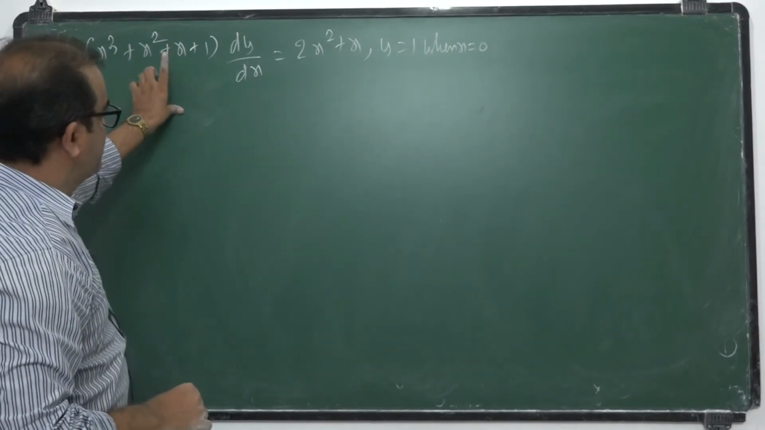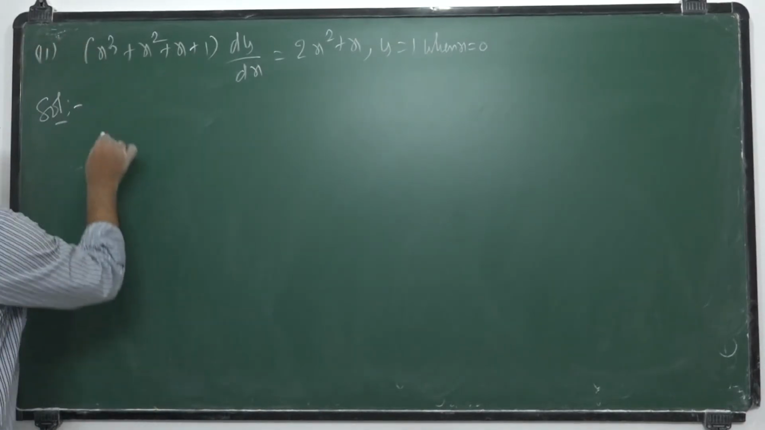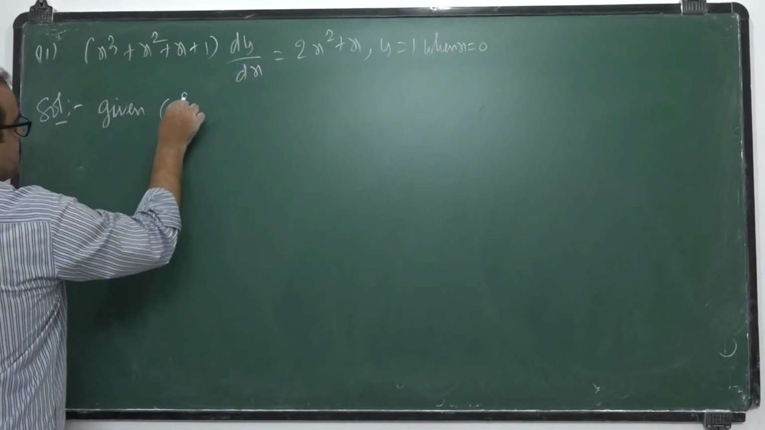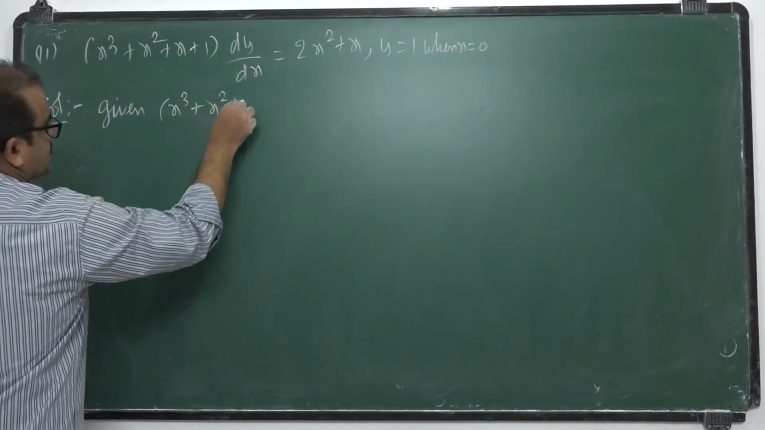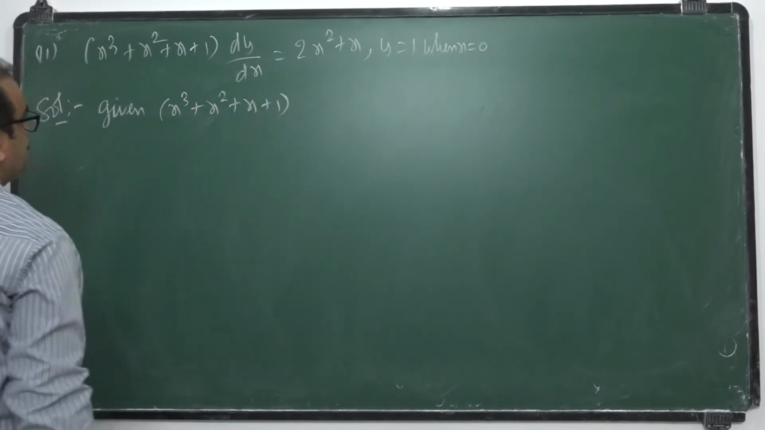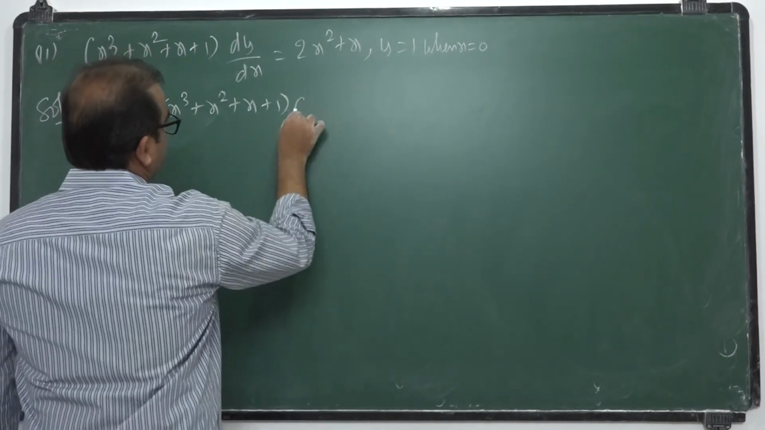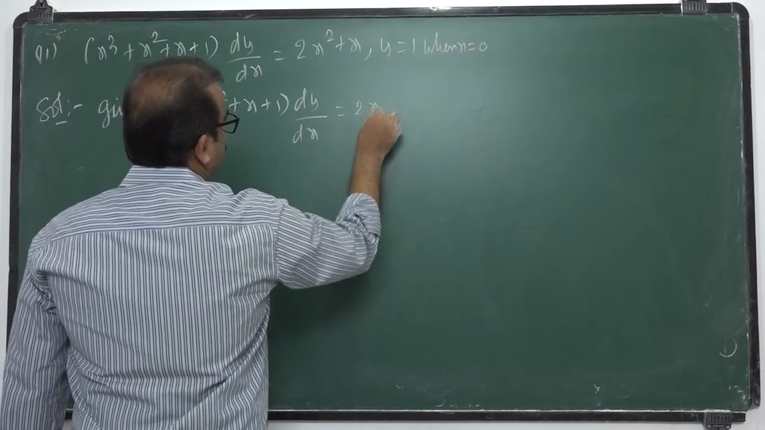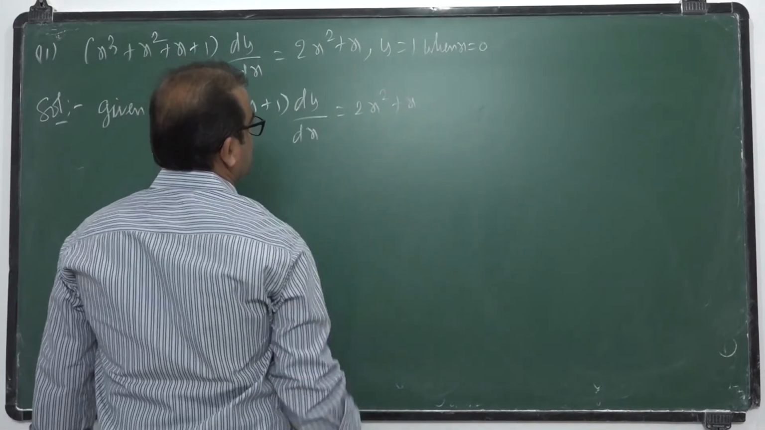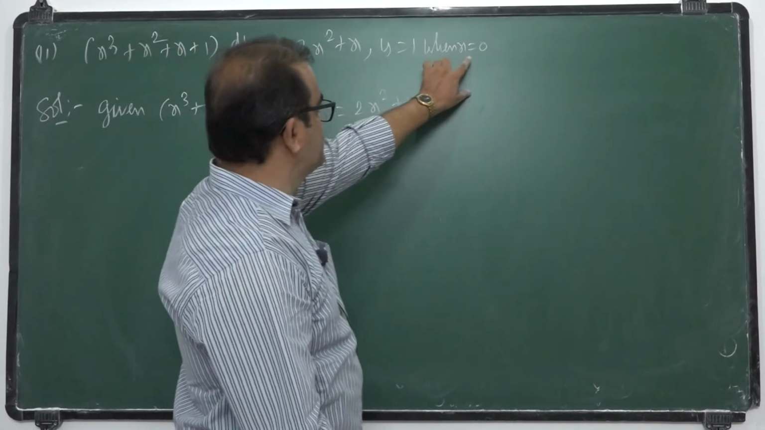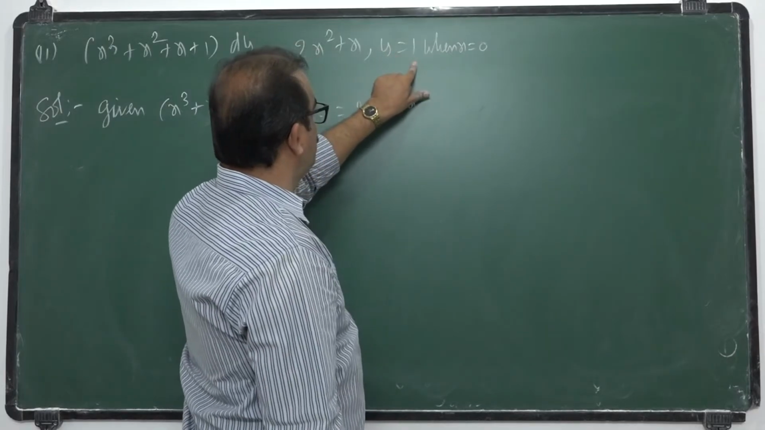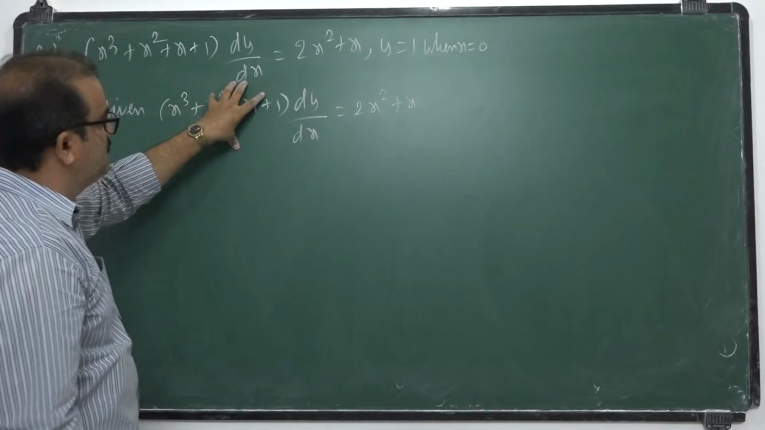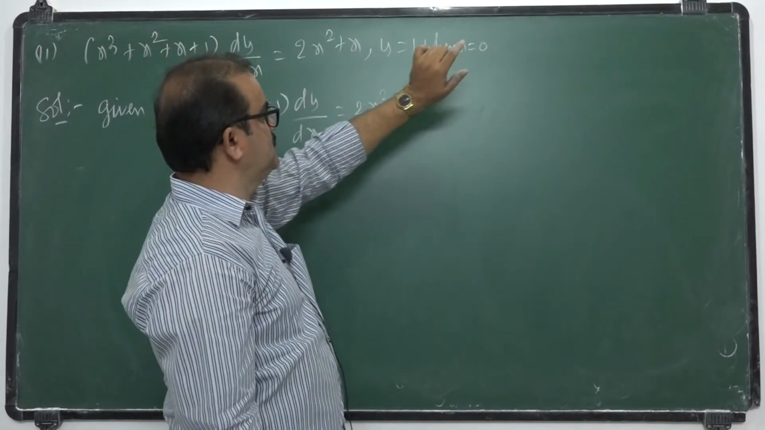Here, what is the given equation? x cube plus x square plus x plus 1 into dy by dx is equal to 2x square plus x. And some conditions are given: y is equal to 1 when x is equal to 0. First find the solution and then apply these conditions.